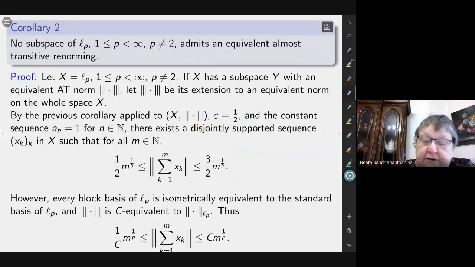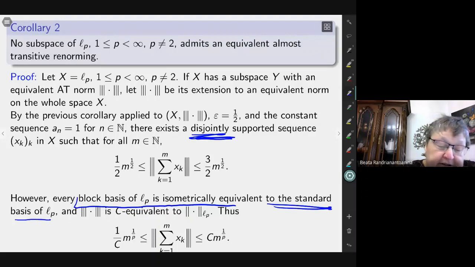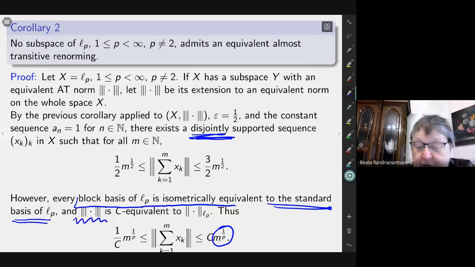However, since I have a disjointly supported sequence, we know what every block basis does in the standard norm of L^p. It's isometric to the standard basis of L^p, meaning in the standard norm, the block basis will have this norm. Now, our norm is not the standard norm. However, it is equivalent to the standard norm with some constant C, which is fixed at the very beginning. We don't know what it is, but it is finite.